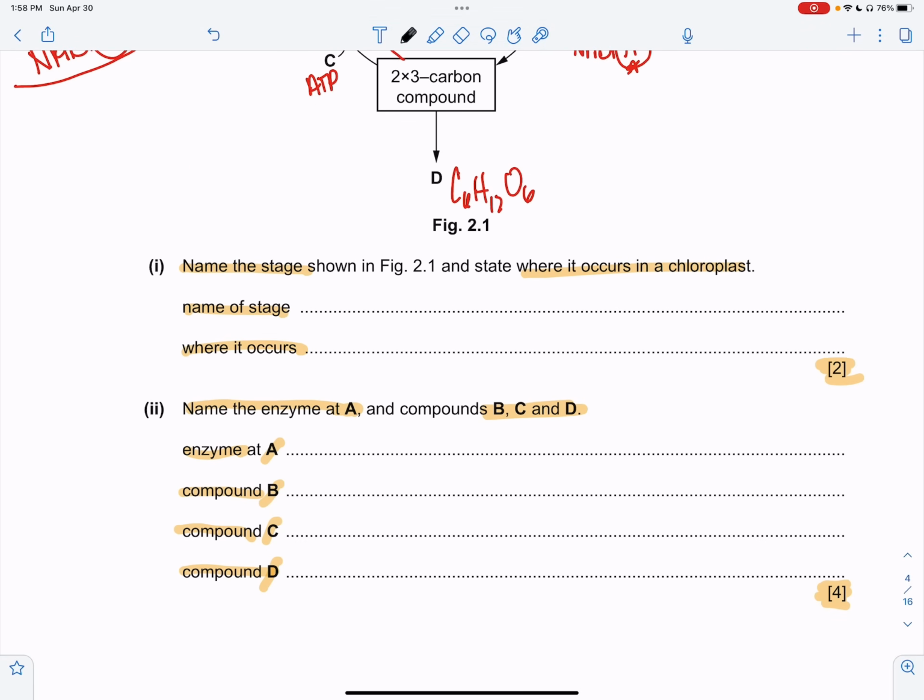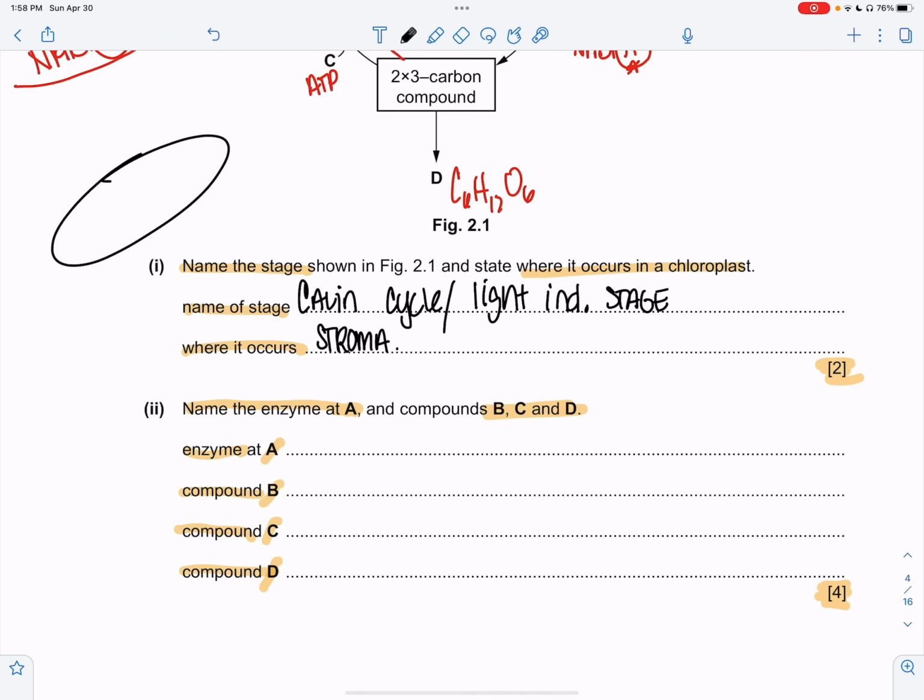So this is called the Calvin cycle, or you can refer to it as the light independent stage. And it occurs in the stroma. The stroma is the fluid portion of the chloroplast. So we have these connected to each other. So everything that's like right here would be the stroma. Everything that's like it would be like the cytoplasm of the chloroplast.